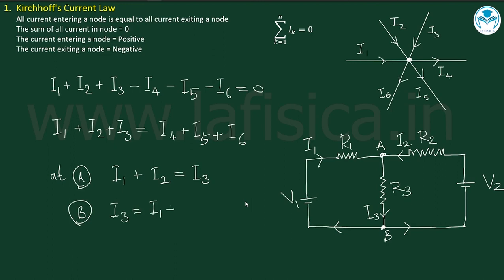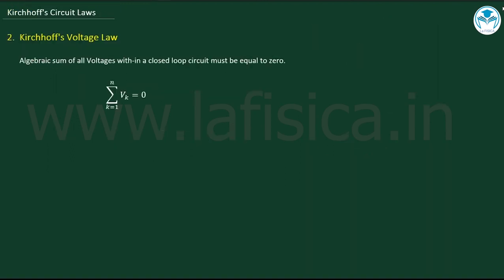The second one is Kirchhoff's voltage law, which is also called Kirchhoff's second law. It states that the algebraic sum of all voltages in a closed loop circuit must be equal to 0. That is, the sum over k equal to 1 of Vk equal to 0.